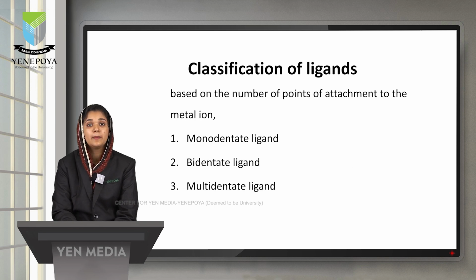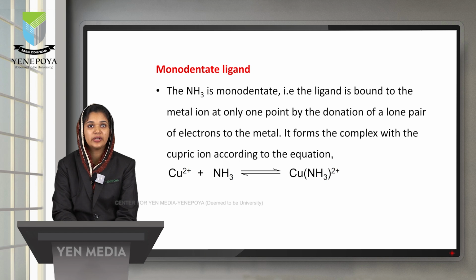Classification of ligands. Based on the number of points of attachment to the metal ion, or the number of electron donating groups present in the ligands, they are classified into monodentate ligand, bidentate ligand and multidentate ligand. Monodentate ligands are those compounds which have one electron donating group in them, or which can donate a lone pair of electrons to our metals. For example, ammonia. In ammonia, only one nitrogen atom is present so that it can donate one lone pair of electrons to our metal atom.